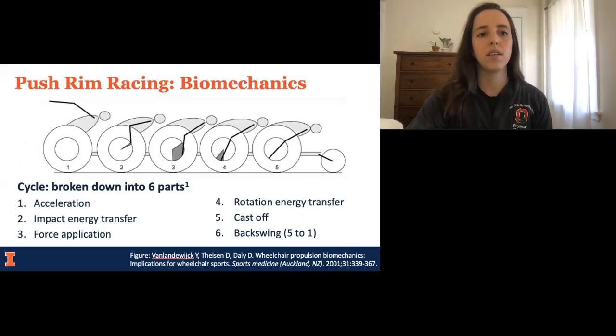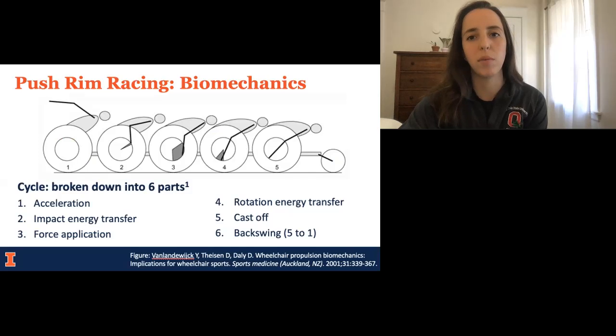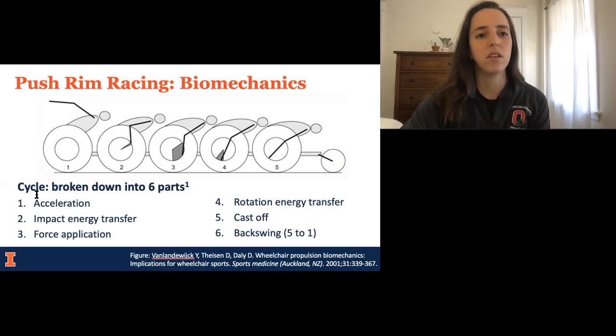So first we're going to break down the push cycle. It's broken down into 6 parts, which is a little bit more complex than what we saw in the biomechanics lecture of wheelchair basketball. The first phase here is acceleration. So you're getting those hands as high as you can. You're getting a lot of shoulder extension.